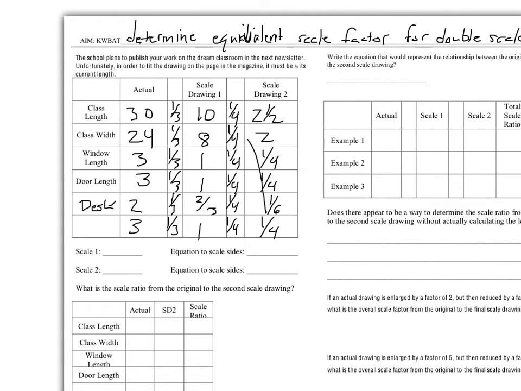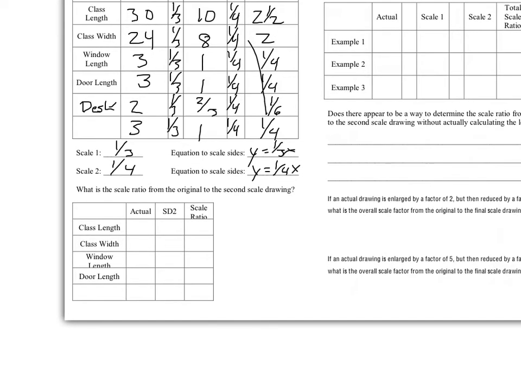So if we come down, scale 1 was 1/3. We use the equation y equals 1/3 x, and the scale factor for 2 was 1/4, and we use the equation y equals 1/4 x. Now, what is the scale ratio from the original to the second? So just looking at this, we started with 30.